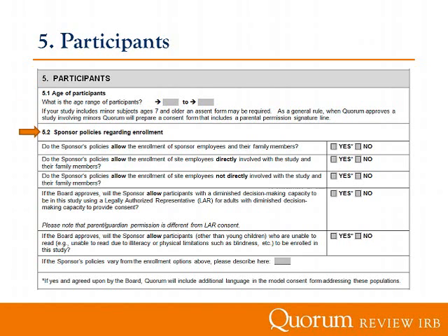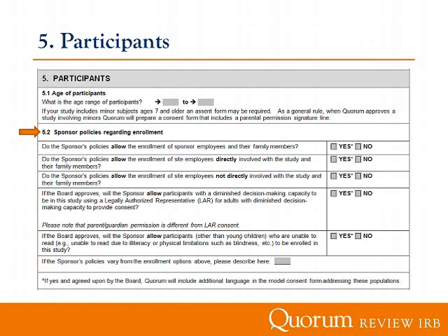5.2 addresses more vulnerable populations that you may wish to enroll in your study. This would include sponsor employees or family members, site employees directly or not directly involved with the study, participants with legally authorized representatives, or adult participants who are unable to read or write. Please remember that the Quorum Review Board may make different determinations regardless of your choices here. They may feel that the use of LAR is required, or that adult participants who are unable to read or write should not be in the study.